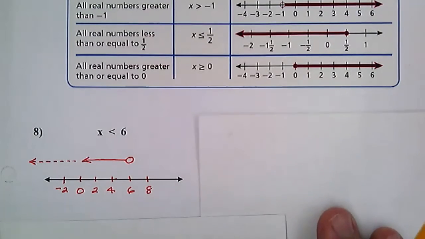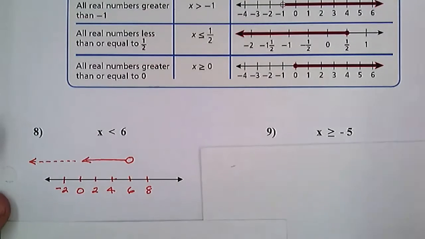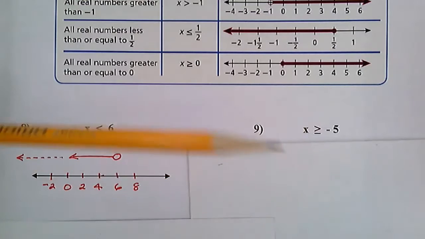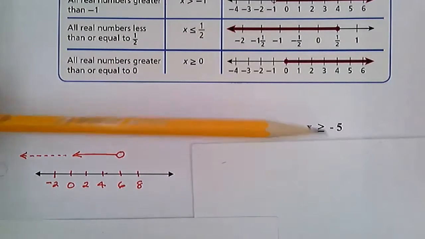Okay, all right, let's try another one. If I look at number 9 here, if we interpret this, this is saying any value that's greater than or equal to -5. So we have the equal sign, so we're going to shade it in. We're going to start at -5, and then our arrow is telling us to go to the right.